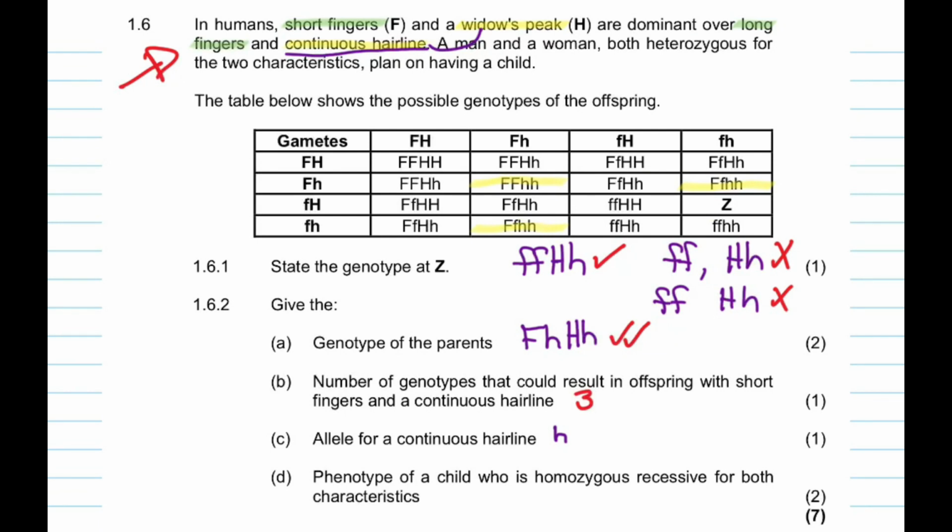In question D, they ask for the phenotype of a child who is homozygous recessive for both characteristics. Now this is again one of those tricky questions because people have a tendency of reading too fast, and you would see, okay, homozygous recessive, I need to write down the genes, when in actual fact they're asking for the phenotype, which would be long fingers for 1 mark and continuous hairline for the 2nd mark.